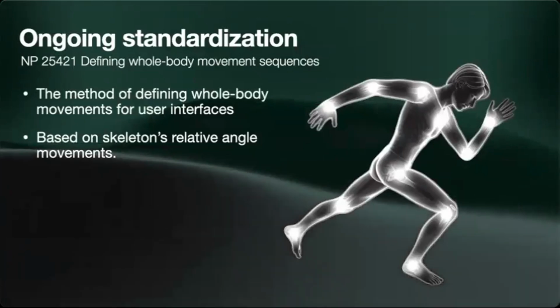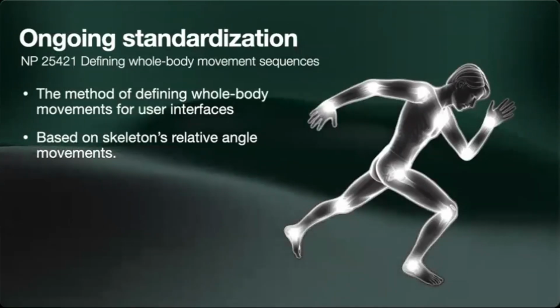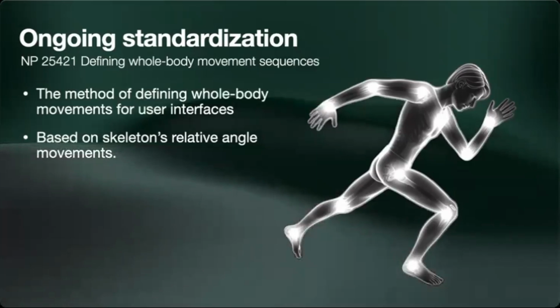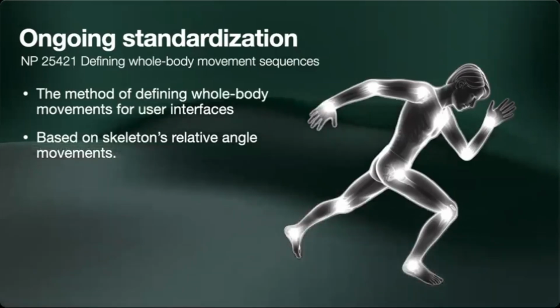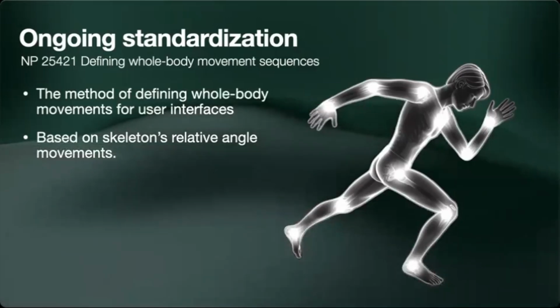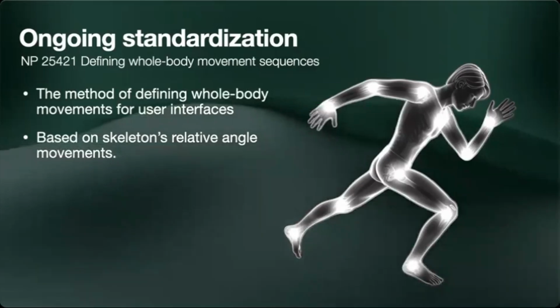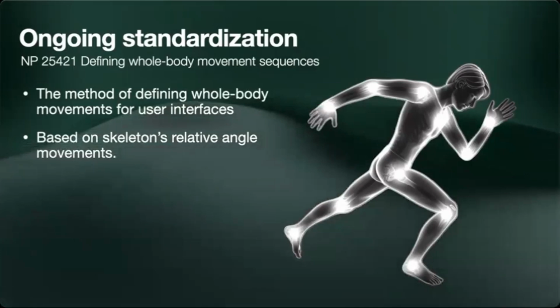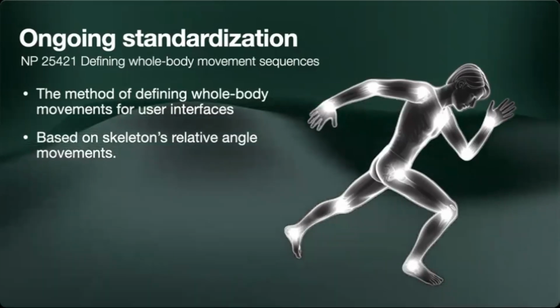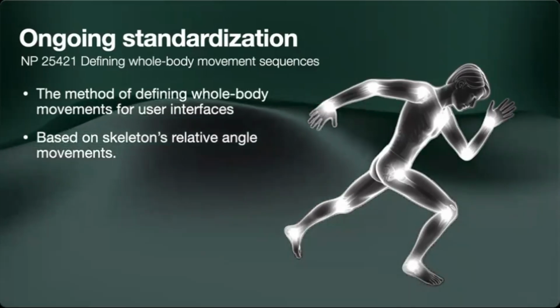And let's look at standardization work currently underway from the perspective of Saussure semiotics. The NP 25421 document presents an approach to systematically defining full body movements in user interfaces. Specifically, the standard defines full body movements based on the relative angular movements of the skeleton, and these movements together are called movement sequences.